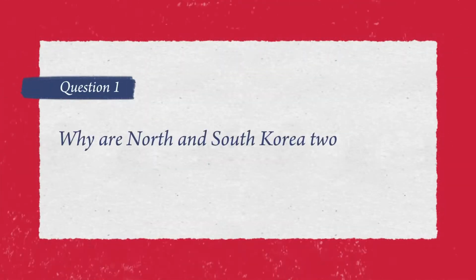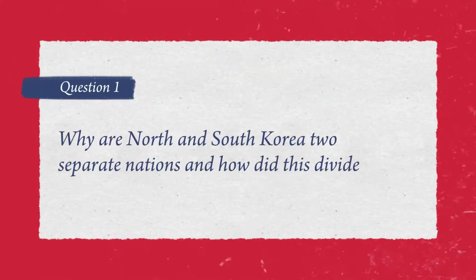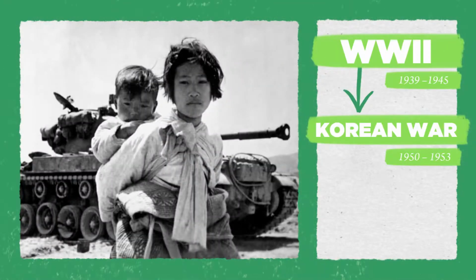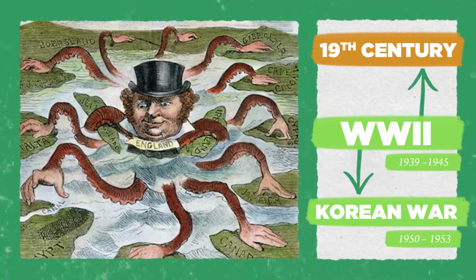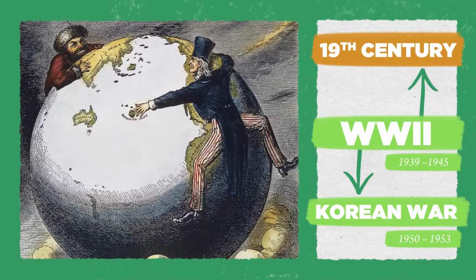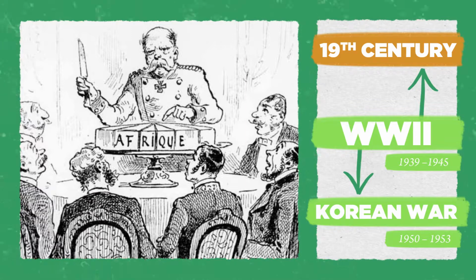But to fully understand the complexity of our current political moment, it's important that we stop to ask ourselves, why are North and South Korea two separate nations, and how did this divide occur? So most people focus on World War II and the Korean War, but to really understand this question, we have to start further back. By the tail end of the 19th century, imperialism had spread throughout the world as nations looked to establish their economic and military might, as well as their sovereignty, or complete independence as a country.